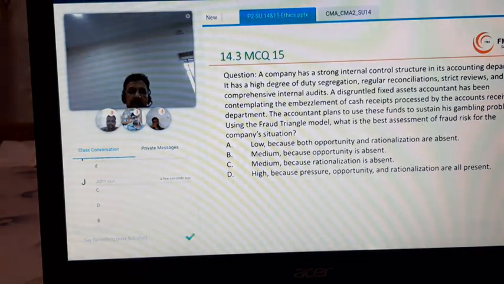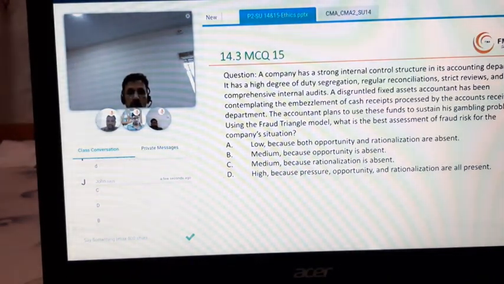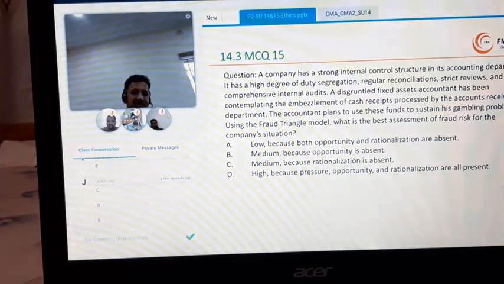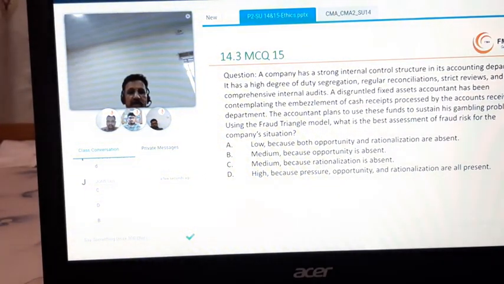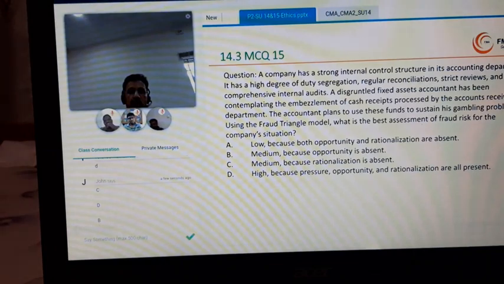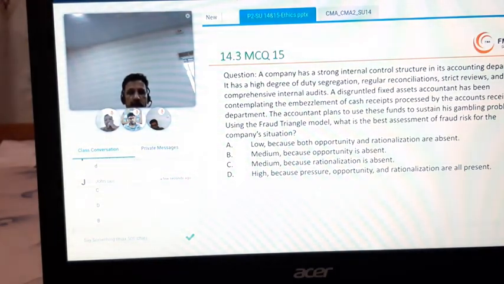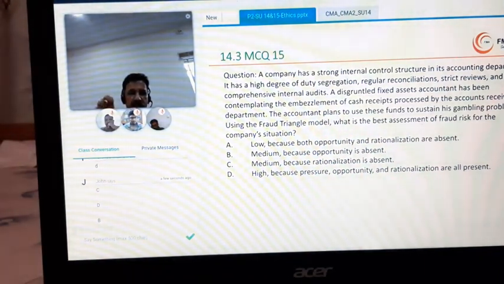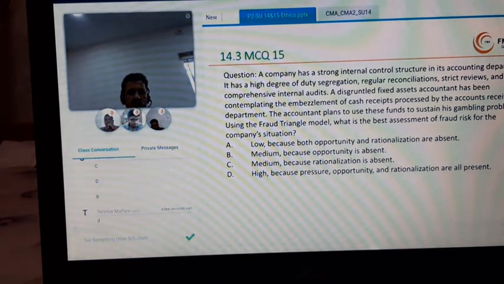A disgruntled fixed asset accountant has been contemplating the embezzlement of cash receipts processed by the accounts receivable department. Although there is no opportunity, there is a disgruntled employee, and a disgruntled employee will rationalize his crime. His attitude is really not good. So the second factor is rationalization, or attitude, justification: they have done this to me, I will retaliate. Rationalization is there, but opportunity is not there.